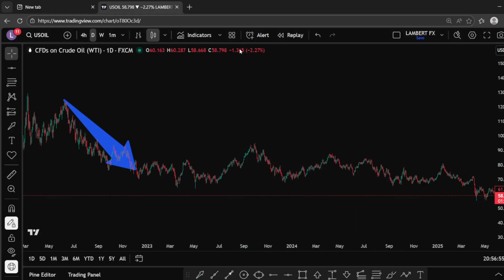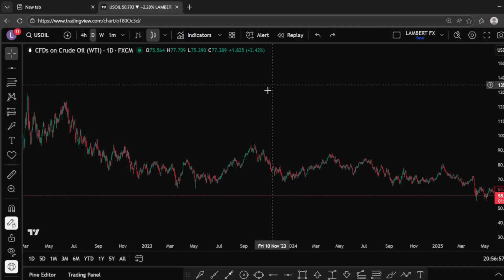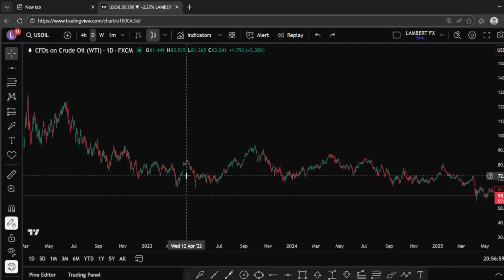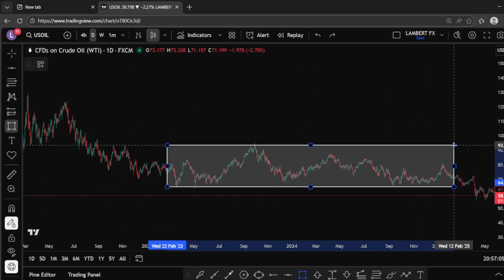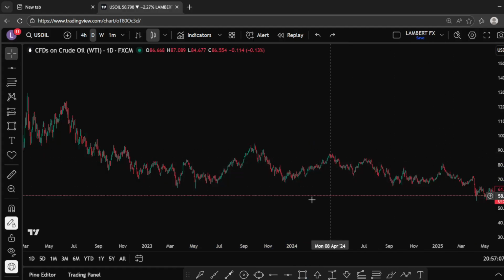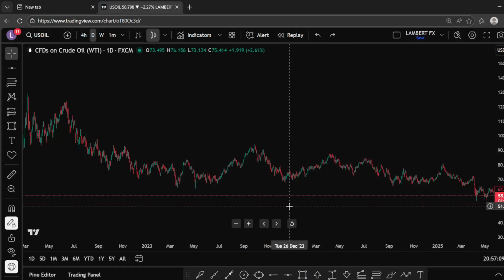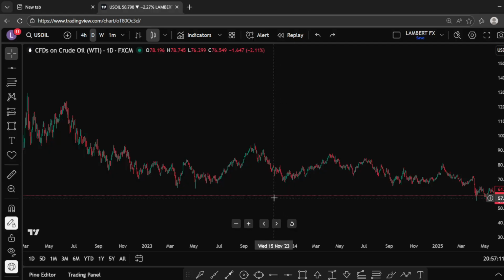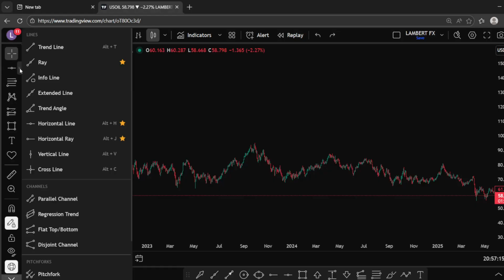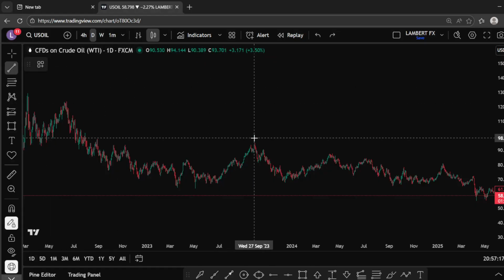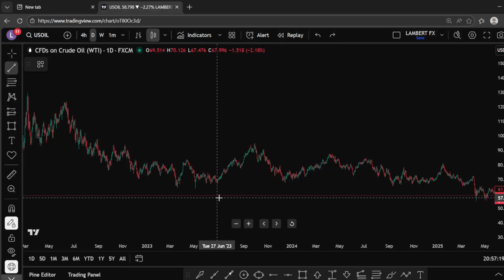If you take a look at your charts, when you're going sideways, let me just show you the sideways. So this is the sideways. We're trading sideways. So when you look at your chart, and if you're trading sideways, what they tend to do is give us trend lines.